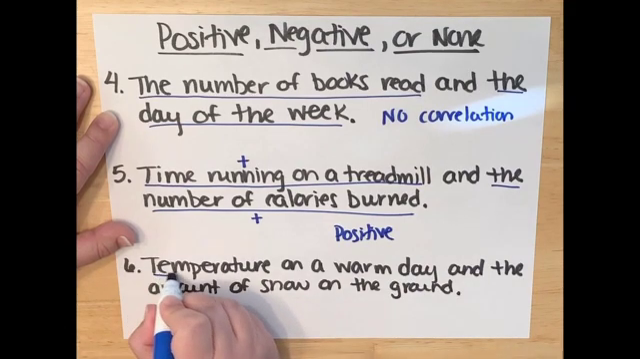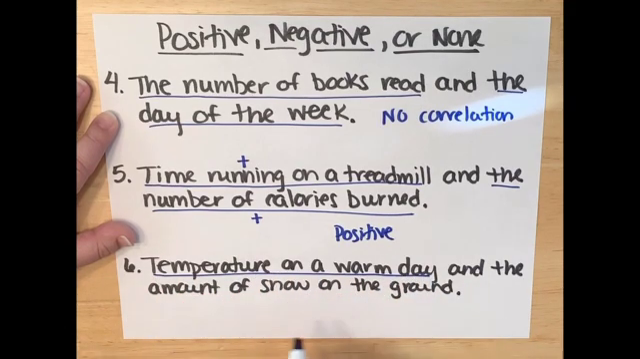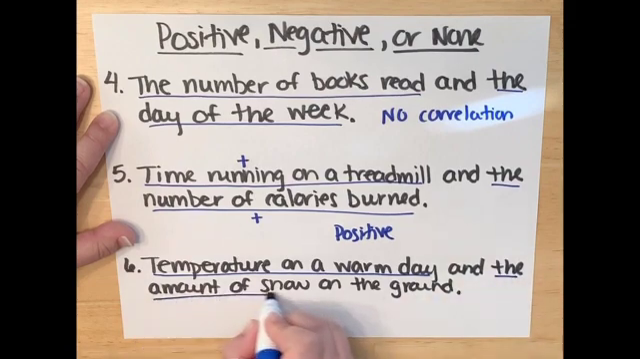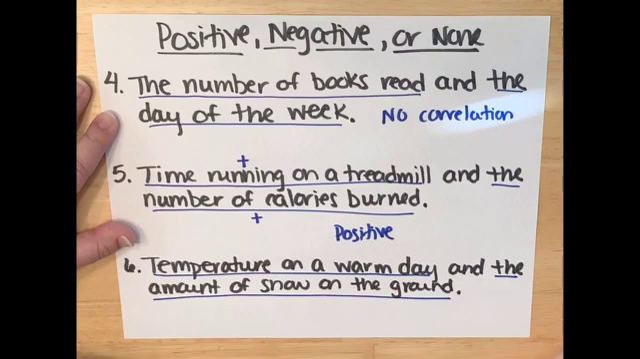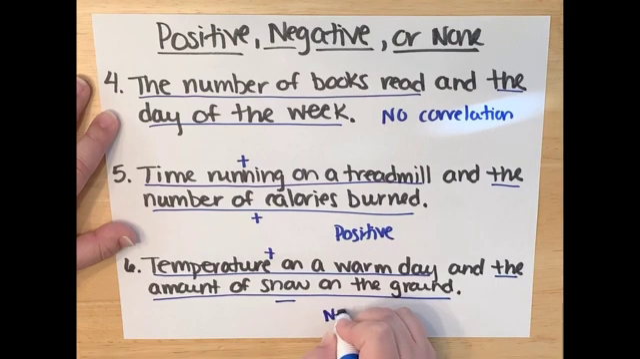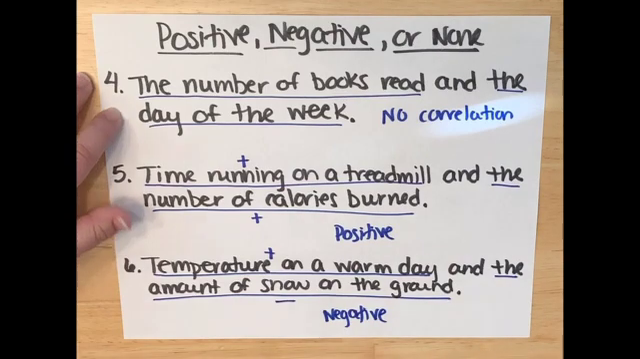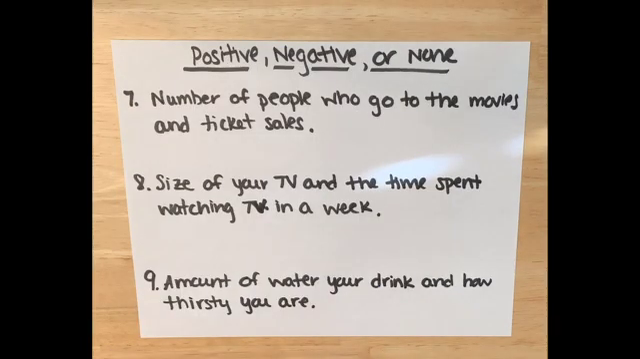And number 6, the temperature on a warm day and the amount of snow on the ground. Well, the temperature on a warm day, it's a warm day and the temperature is probably going to increase throughout the day. So as the temperature increases, what's going to happen to the amount of snow on the ground? Well, it should be decreasing because it will be melting. Therefore, this has a negative correlation or trend. Okay, let's look at these last 3 and determine if they're positive, negative, or no correlation.